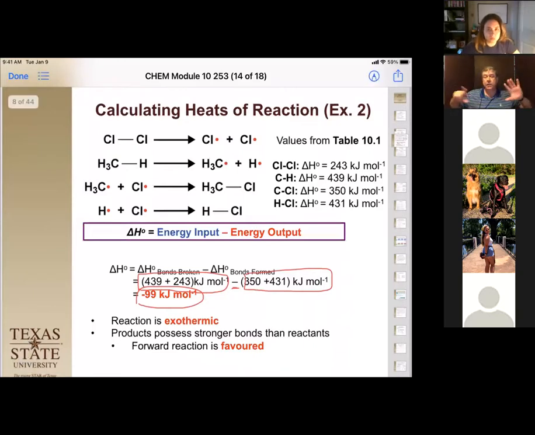Okay, questions on heats of reactions. Okay, we introduced this once in chapter 6, but we're reintroducing here for radicals because it's a little different.